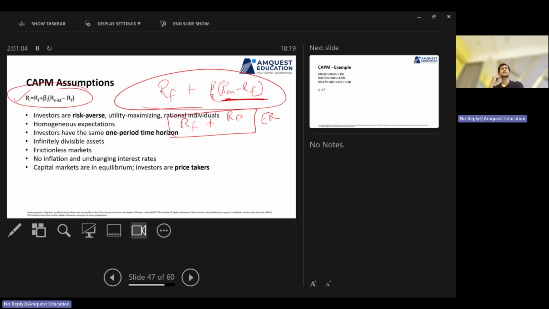Obviously, there are certain assumptions for the formula. One is that investors are risk averse, obviously, right? Because if investors are not risk averse, then they will not have such an equation. They have similar expectations, a one period time model, unlimited borrowing and lending at the risk-free rate, no inflation, and very important, that investors are price takers. Clear? So please study this formula.